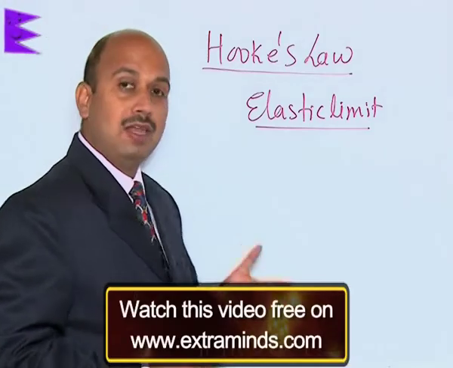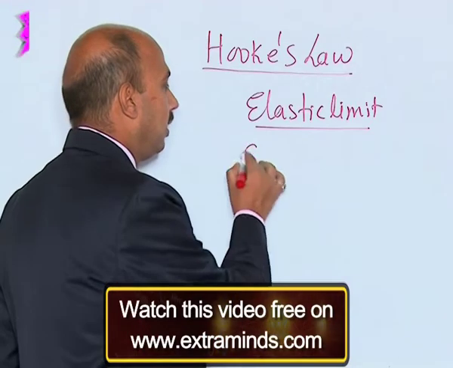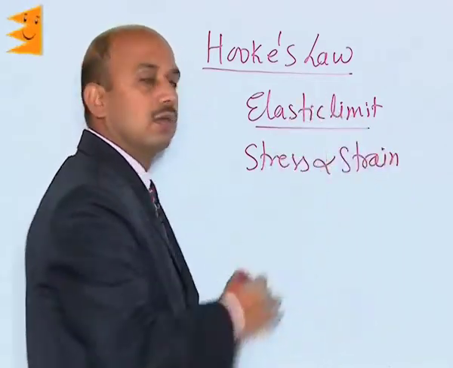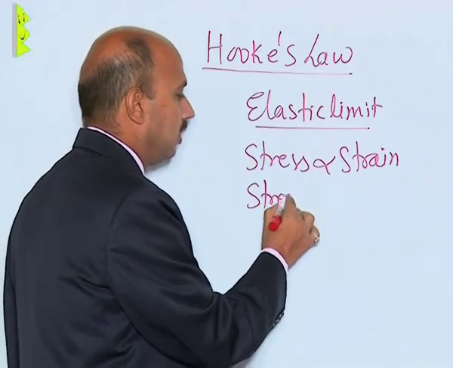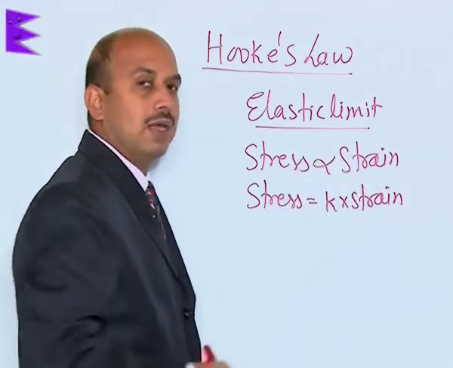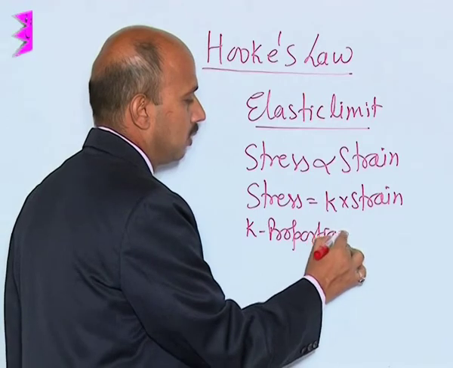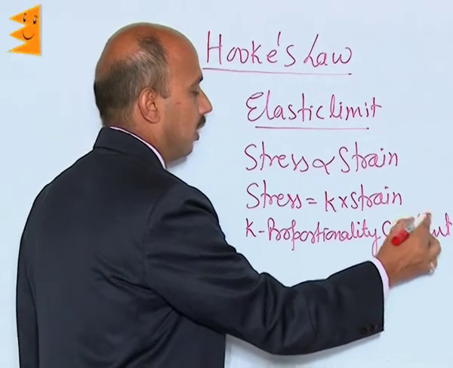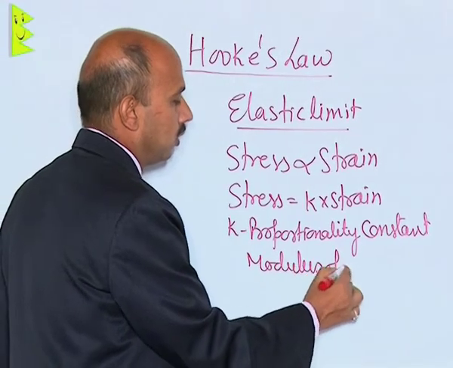So if any body is here, if you apply deforming force within the elastic limit, then within the elastic limit, stress is directly proportional to strain. That is according to Hooke's law. So we can write here stress is equal to K into strain, where this K is known as the proportionality constant, and also known as here the modulus of elasticity.